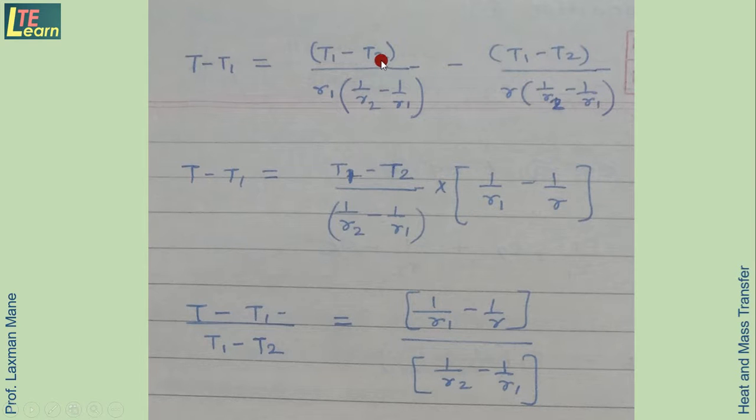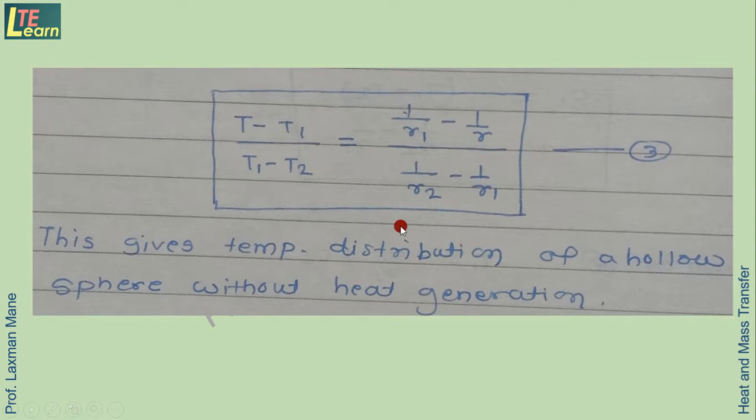Now in this case, (T1 minus T2) divided by (1 upon R2 minus 1 upon R1), this bracket, is the same in both terms. So we can take it outside. Inside the bracket what comes is 1 upon R1, this remaining term, minus this remaining 1 upon r. Now arranging the equation in the form of temperatures, we find this equation. So this gives the temperature distribution of a hollow sphere without heat generation.